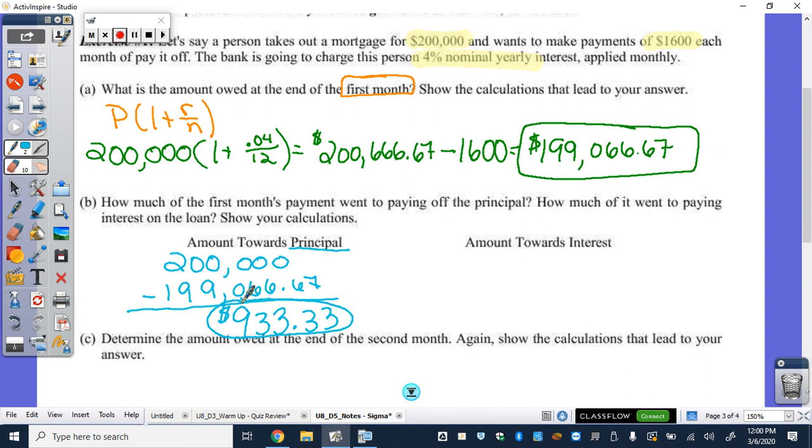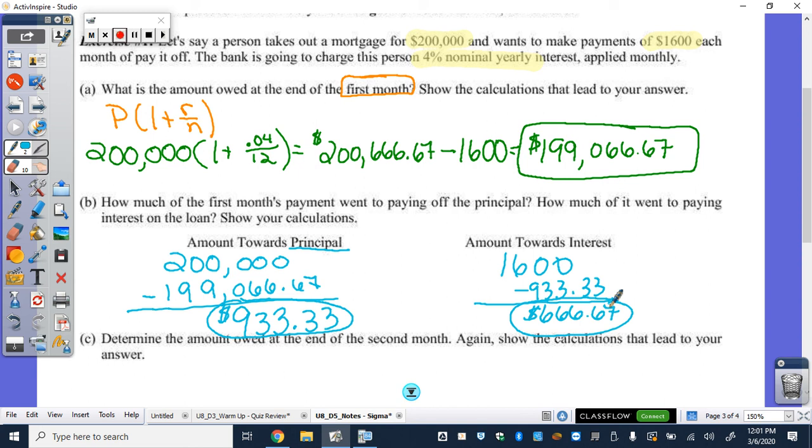Hopefully you got 933.33. So then the amount towards interest, take your payment, subtract how much of that went to the principal value. And they paid $666.67 in interest. And then on top of that, you still got your school taxes, your property taxes, your county taxes. So your monthly payment's even higher, really, than $1,600. Crazy.